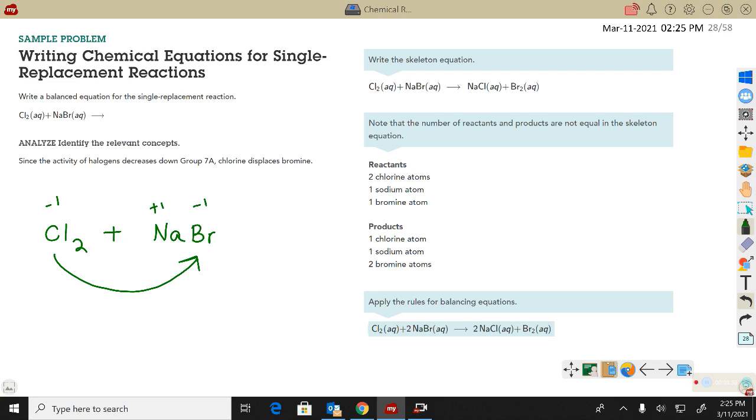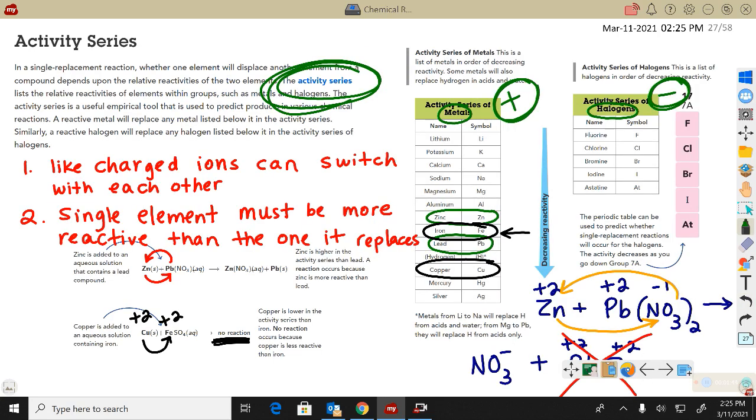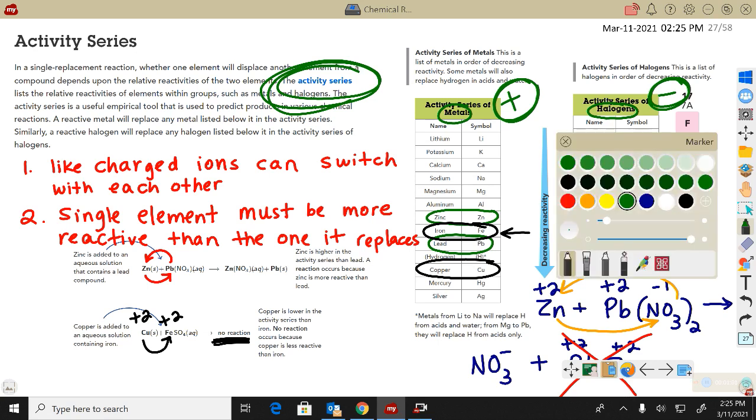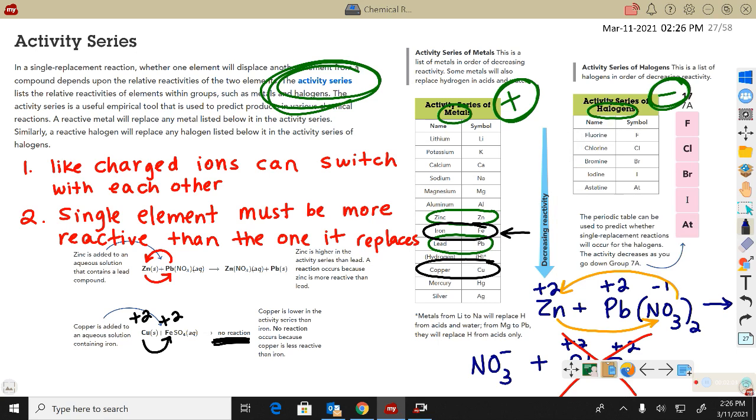But step two, is that even going to happen? Step two is that we have to check the activity series. Here we're dealing with halogens, so I'm going to look at the second chart. And the rule is just that your single element needs to be more reactive than the one it'll replace. So I find on my little halogen chart chlorine, and he wants to replace bromine. A-okay, totally fine. The single element chlorine is higher, or more reactive, than bromine, the one he'll replace.